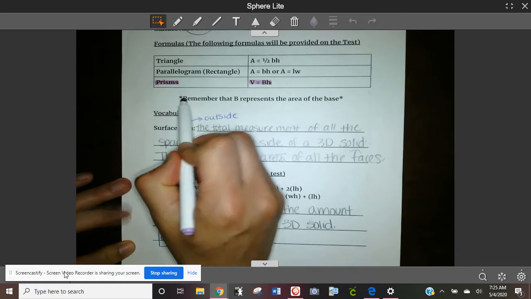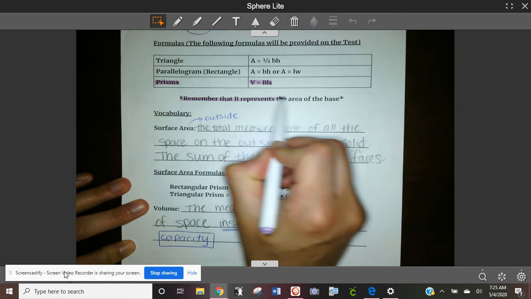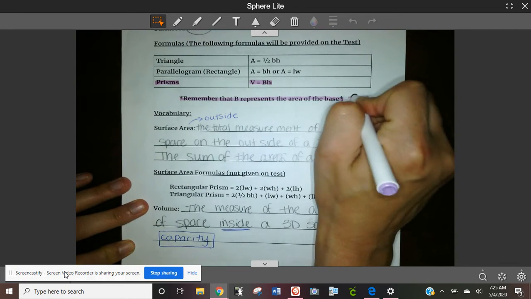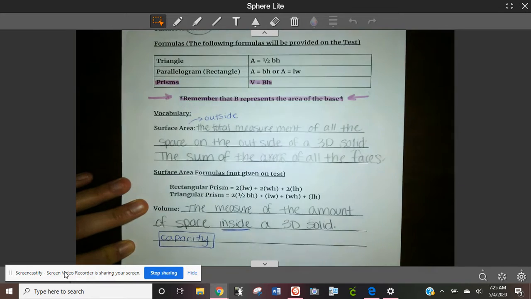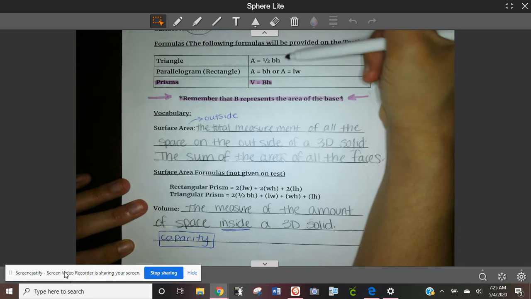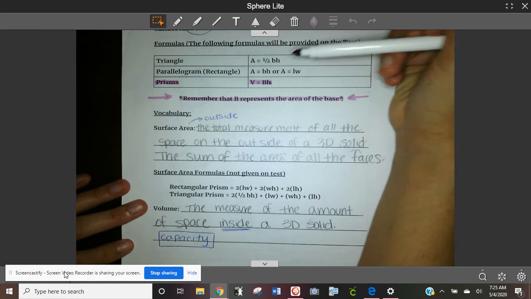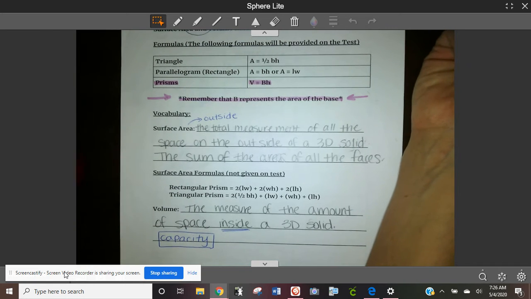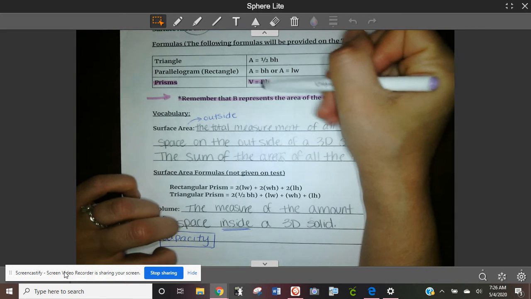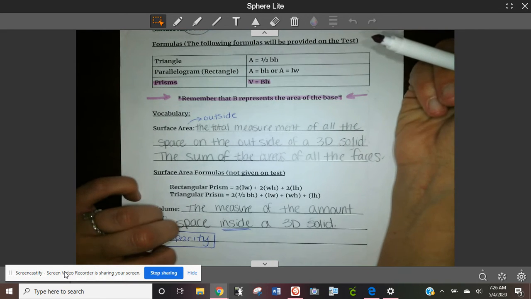I do want you to notice this. B represents the area of the base. So this is very important for today. In the past, I have told you that when you are talking about just a regular base and height, you're always going to use lowercase letters. Today's lesson is actually why we're doing that. This capital B stands for the area of the base.